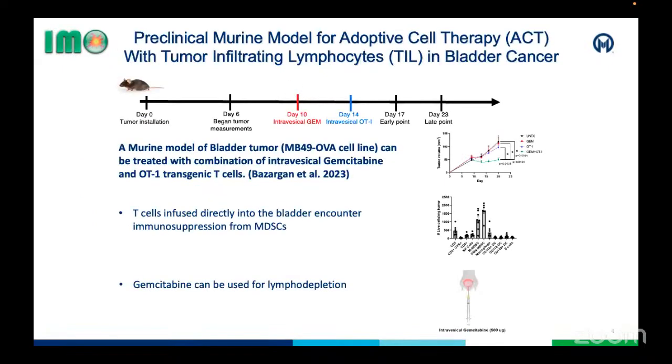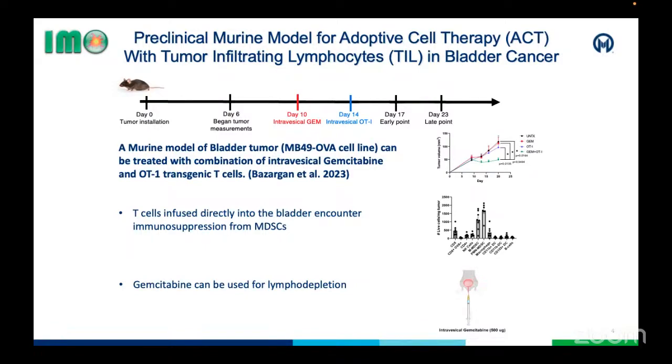Okay, so now on to the preclinical murine model. This is a study that was done by our collaborators, published in 2023, where they instilled the MB49 cell line into mice. In the experiment, they saw that the presence of these cancer cells caused an elevated amount of myeloid-derived suppressor cells. And so they used the chemotherapy gemcitabine as a lymphodepletion agent.